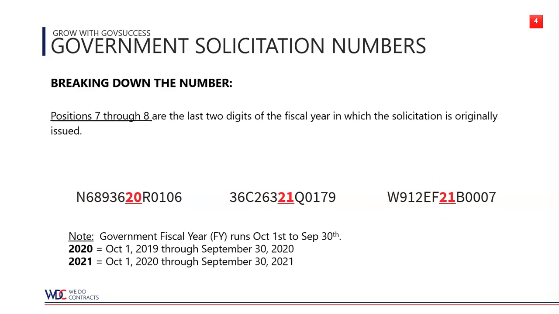Position number 7 and 8 are the last 2 digits of the fiscal year that the solicitation is originally issued. Just a couple of things to note. The government fiscal year runs October 1st through September 30th of any calendar year. So the 2020 fiscal year, that resulted in this 20, means that this solicitation was issued between October 1st, 2019 and September 30th, 2020.